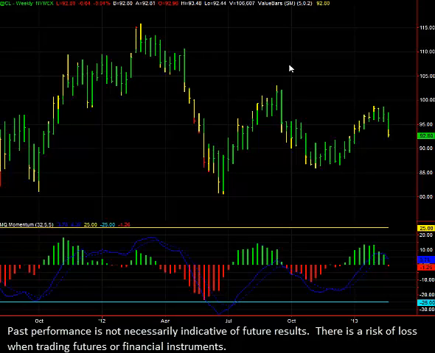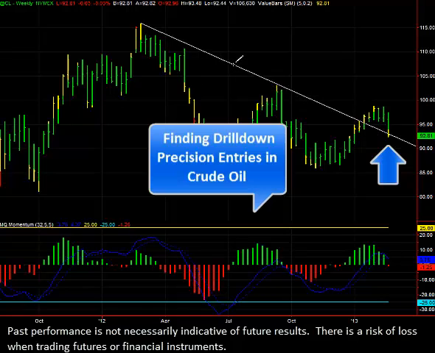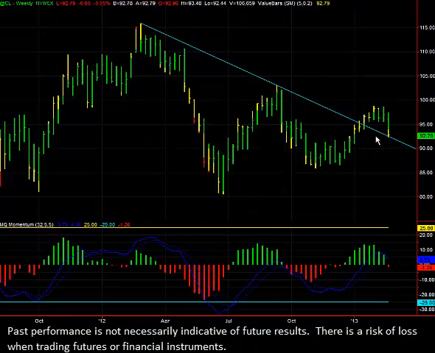I wanted to show you how I drill down to try to increase the precision of my entries. Let's take a look at the crude oil market. I'm going to draw a trend line here first. These are always important to draw and understand because these can oftentimes define important support and resistance levels.